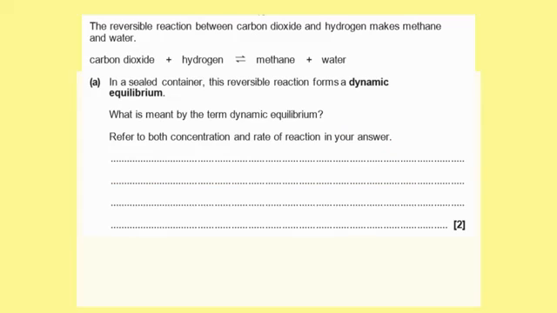Okay, so second exam question here. It's giving you a reversible reaction between carbon dioxide and hydrogen to make methane and water in a sealed container. So that sealed container is our closed system. This reversible reaction forms a dynamic equilibrium. What is meant by that term? And it says refer to both the concentration and the rate of the reaction in your answer. So that will be one mark and that will be the second mark. Okay, so pause the video and have a go at this and then unpause when you're ready to check your answer.